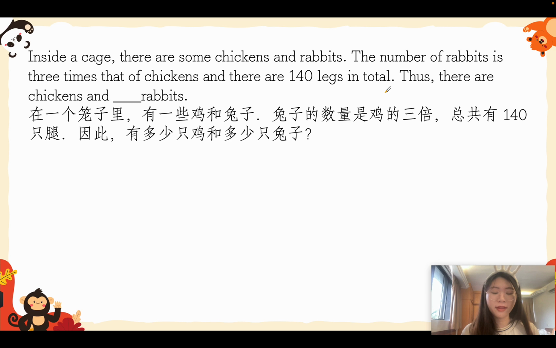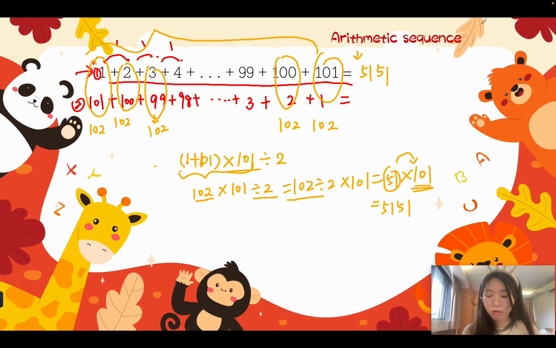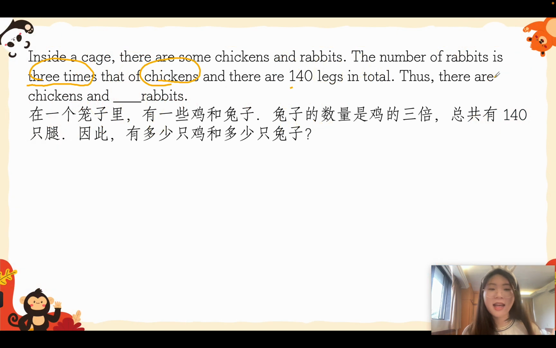So next one, the word problem of rabbits and chickens. Inside a cage, there are some chickens and rabbits. The number of rabbits is 3 times the chickens. And there are 140 legs in total. Thus, how many chickens and how many rabbits are there? So somebody just used the equation to solve this problem.